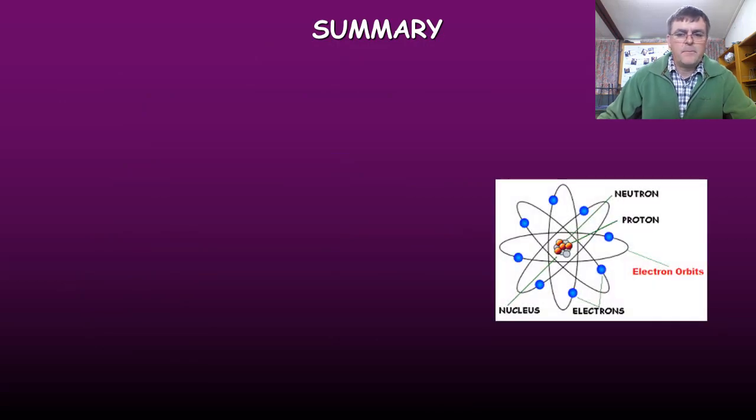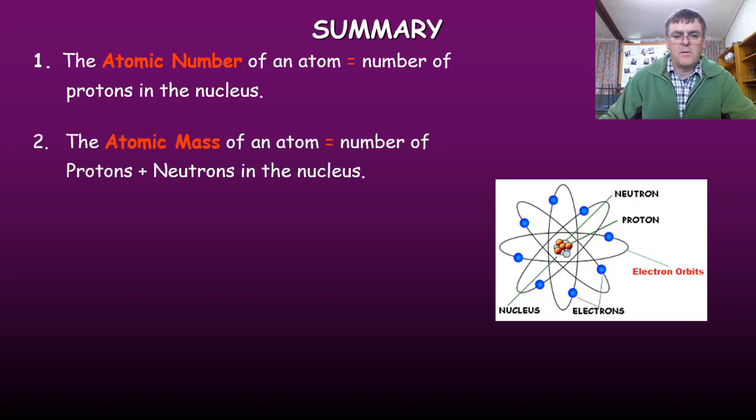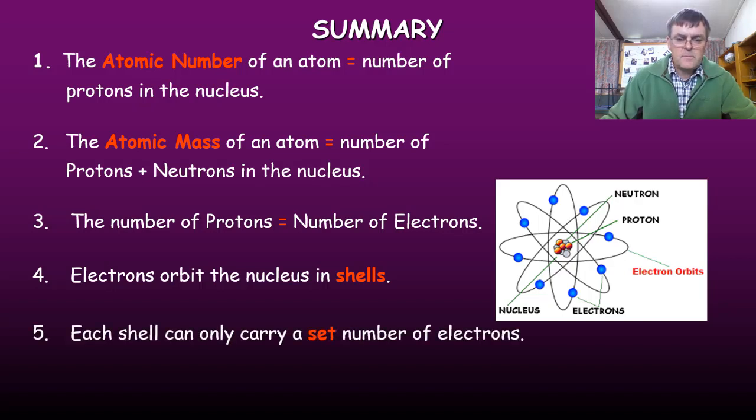Okay, sum up on that. Here's our classic look at the atom. Nucleus in the middle, electrons orbiting around the outside in distinct orbits, distinct layers. The atomic number, how many protons are in the nucleus, tells us how many electrons there are. Atomic mass is the number of protons plus neutrons in the nucleus. Electrons orbit the nucleus in shells or layers or energy layers. Each shell can carry only a certain number.